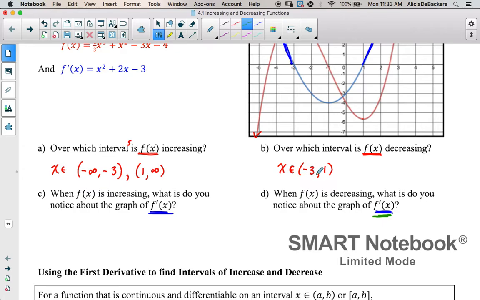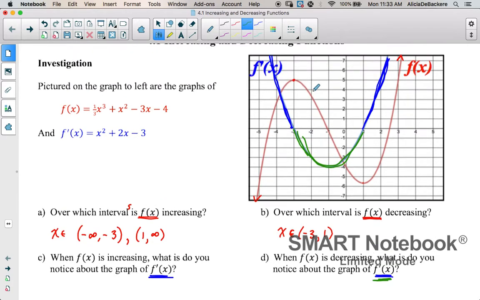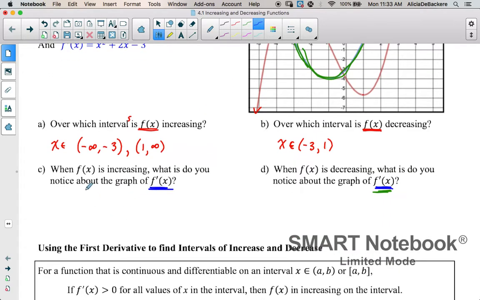So the original function was decreasing from negative 3 to 1. And so I'm going to go to my blue graph from x equals negative 3 to 1, and I want to notice what's different about this section of the derivative graph. What I notice is when the original graph was increasing, my derivative graph is above the x-axis. And same thing over here, when I was increasing on this portion of the red graph, my derivative graph is above the x-axis.